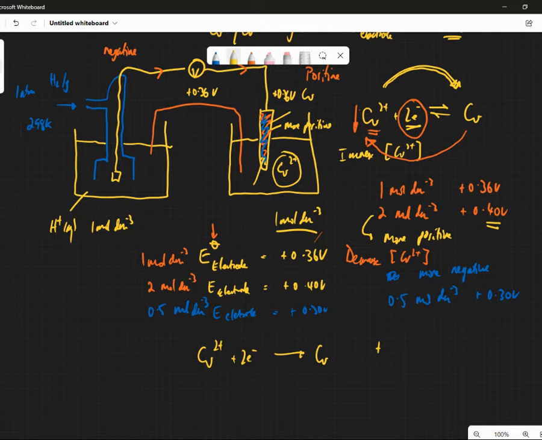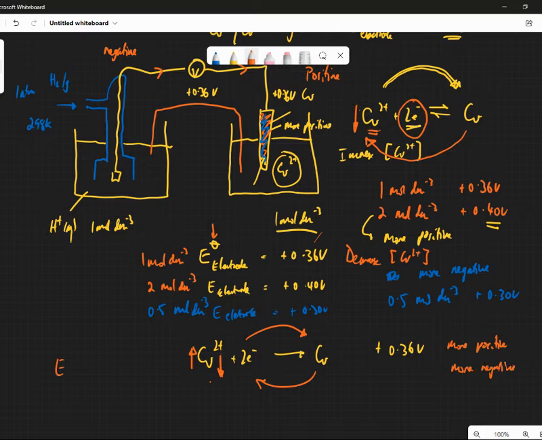This is going to be 0.36 volts. And now if you just look at that equation, without worrying too much, if I increase the copper ions, it's going to go more right because of Le Chatelier. And if it goes more right, it's going to become more positive. If I decrease the copper concentration, it's going to go that way, and it's going to become more negative.